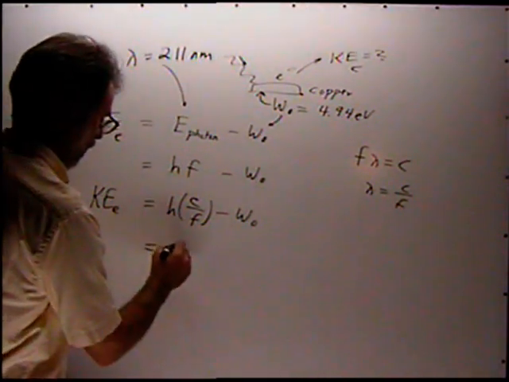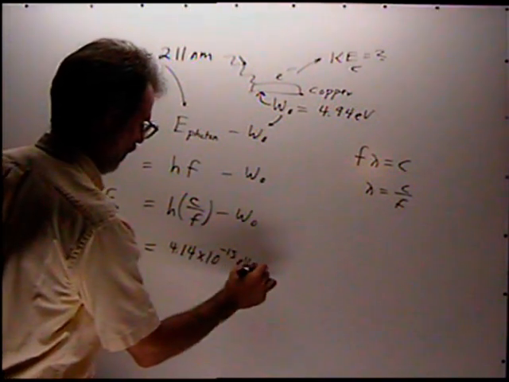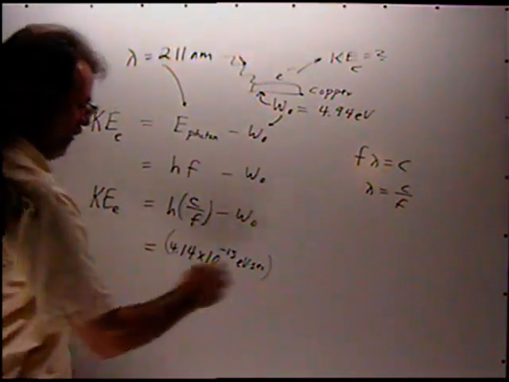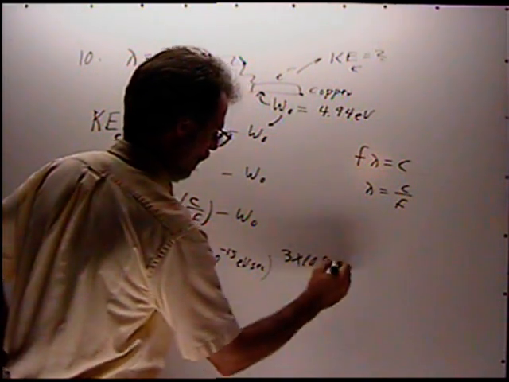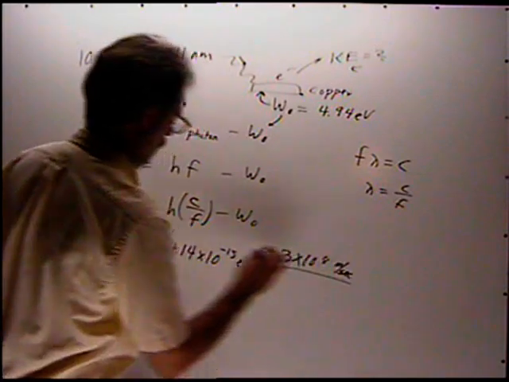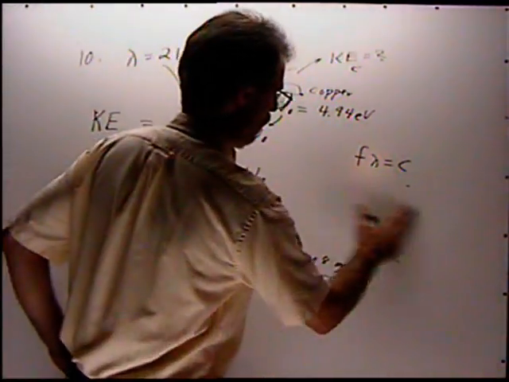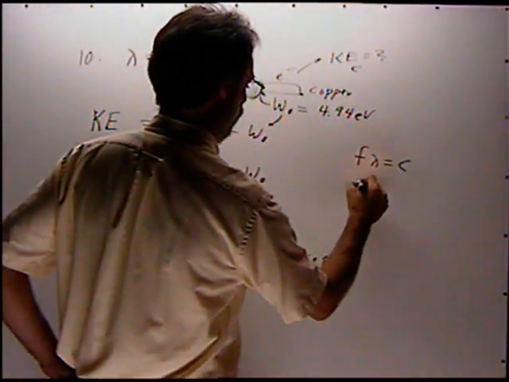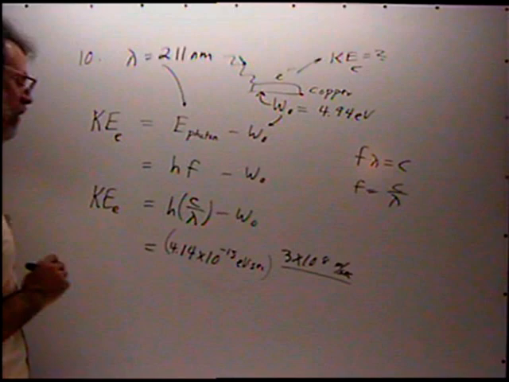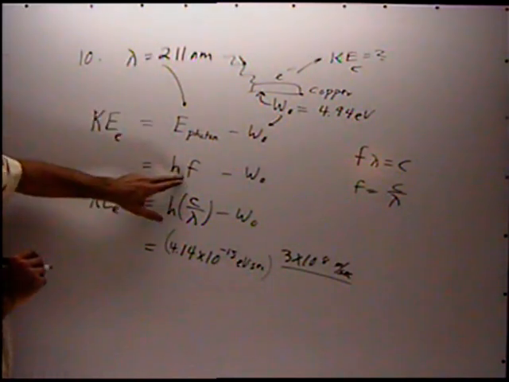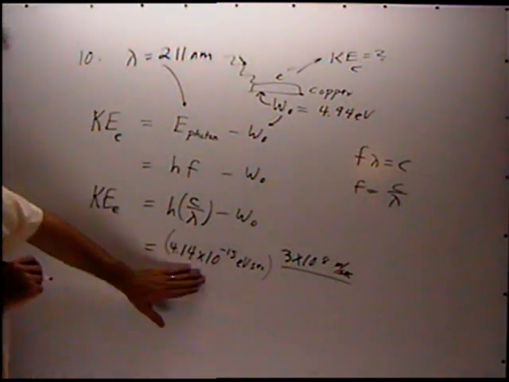Okay. h is 4.14 times 10 to the minus 15 electron volt times second. Speed of light is 3 times 10 to the 8th meters per second. And the frequency, I meant to say, you know what I meant to say? I meant to say that the frequency is c over lambda. That's c over lambda. Sorry about that. Because we don't have the frequency, but we have lambda. So I wanted to substitute for frequency. I did it wrong.